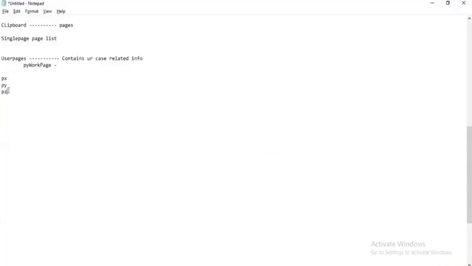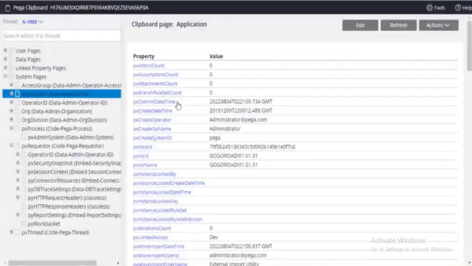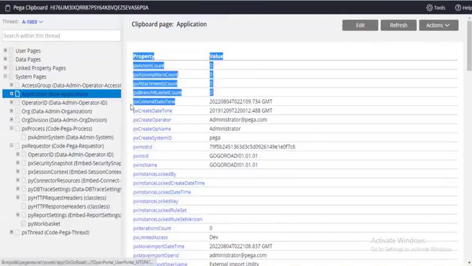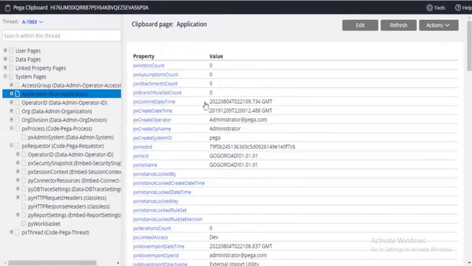Now let me tell you the difference between PX, PY, PJ. PX properties are read-only. Read means whatever data is present on that property, you can only read it, you cannot modify that information. If you take this property, pxCommitDate, you cannot change it. PX properties you cannot modify.